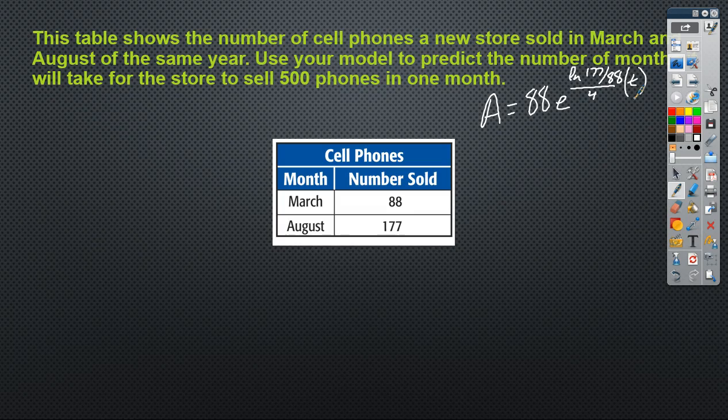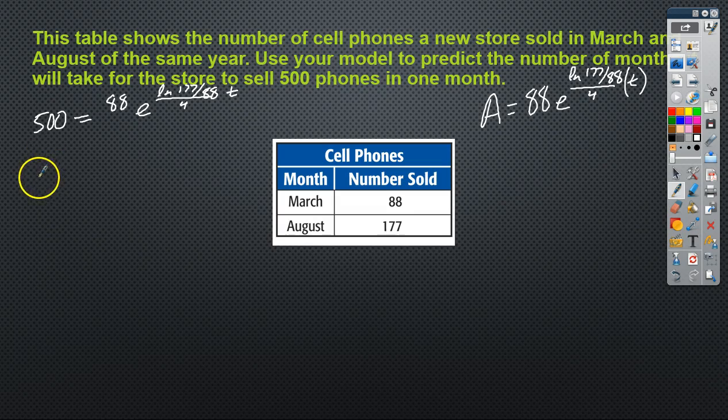Okay, so again, which one are we looking for? We're looking to predict the number of months it'll take. So the number of months, that's my time. 500 phones is my A, so I just set it up. 500 equals 88 e to the natural log of 177 over 88 all over 4 times t. And now I solve.